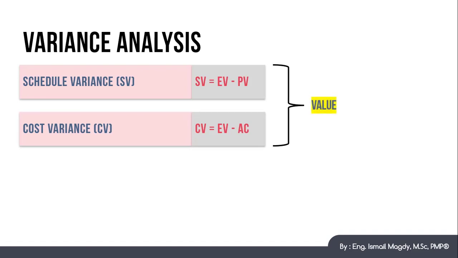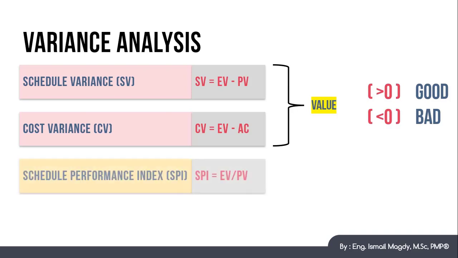The result here is a value, and if it is higher than 0, this is a good indication, because it means that the project is ahead of schedule or under budget, and if the result is lower than 0, this is a bad indication, because it means that the project is behind the schedule or above budget.